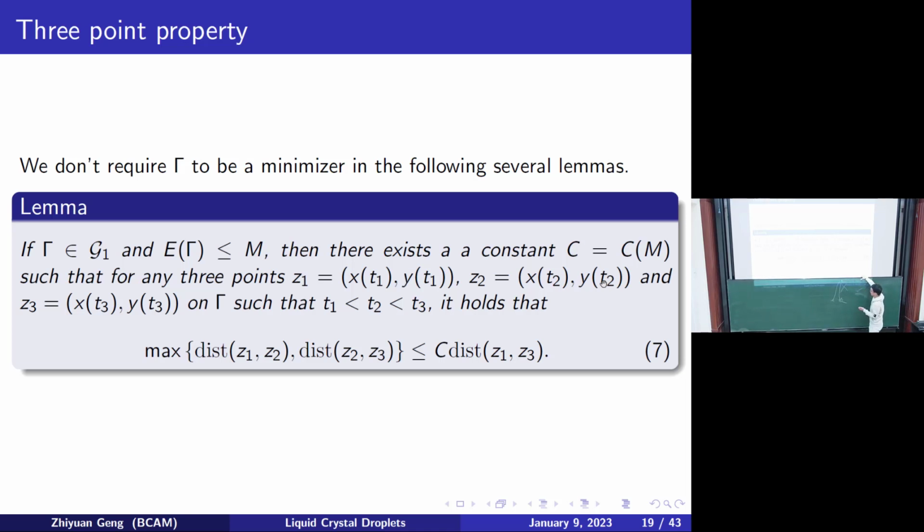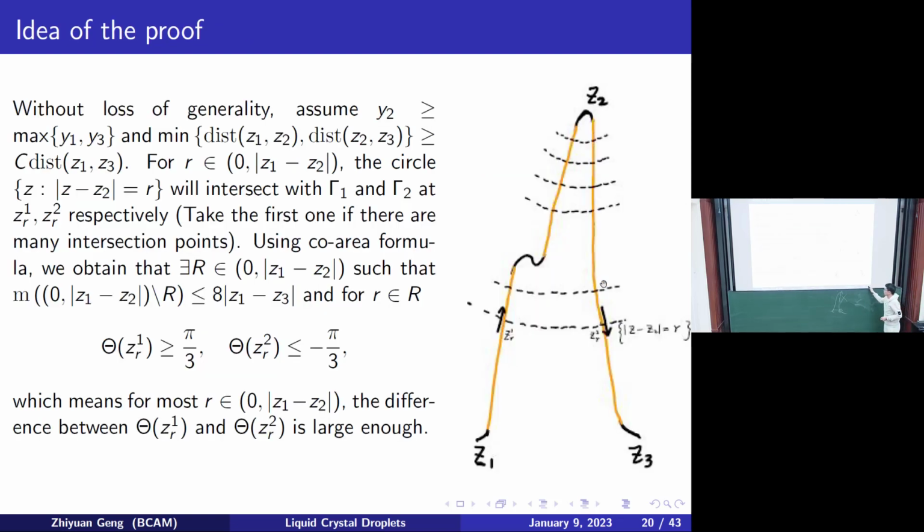So basically, this property tells us that if you have 3 points, J1, J2, J3, you cannot form a very sharp angle. And the ratio of the distance between these 2 points can be controlled by the distance of these 2 points. So this is our first property. And the idea of the proof is quite simple. You just use the energy, and I will show you using this picture.